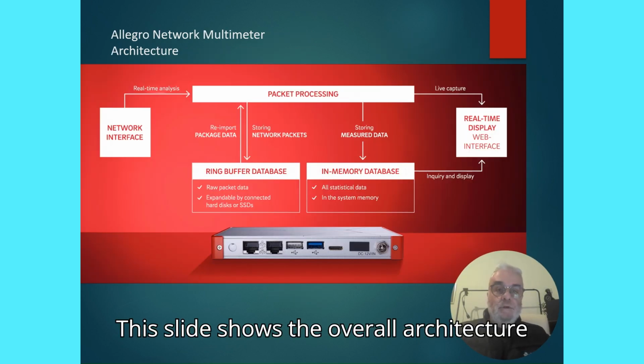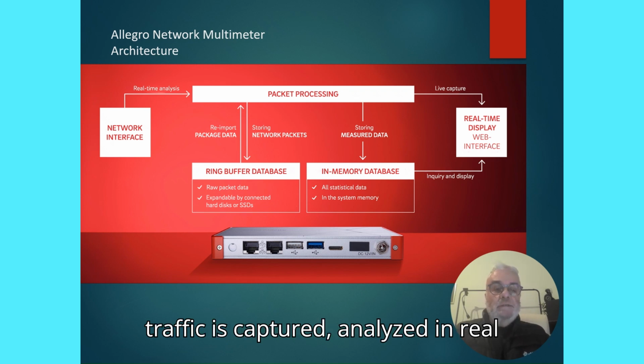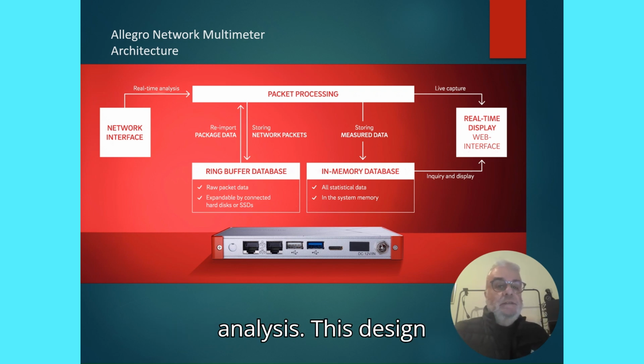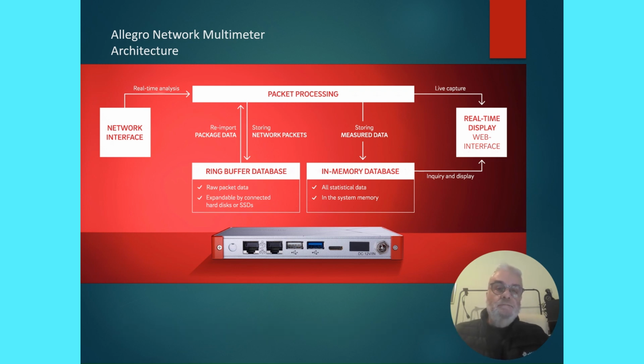This slide shows the overall architecture of the Allegro Network Multimeter. Traffic is captured, analyzed in real time, and stored for retrospective analysis. Since it's stored, this design allows troubleshooting without the need to reproduce issues.